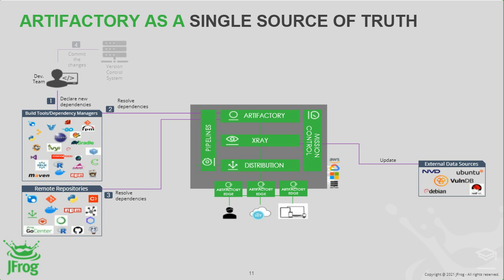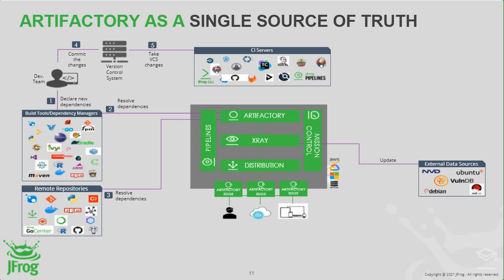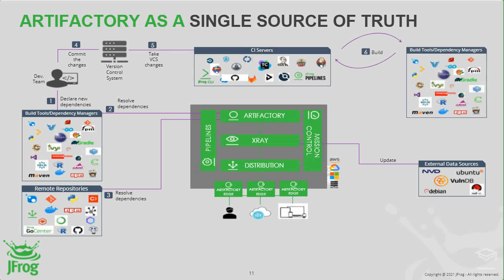Following a few changes, the developer usually commits their changes, and a VCS change occurs, which triggers our CI server. Now, our CI server is going to build using the different build tools or package managers. And again, the CI server is another client of Artifactory, and it's going to resolve dependencies through Artifactory.